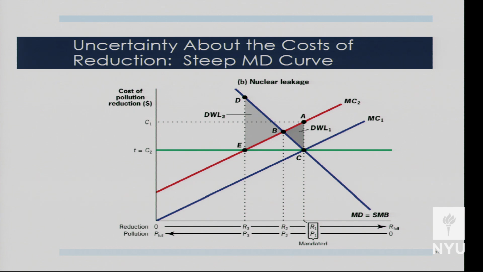And that's because this is a place where we care a lot about the quantity. So relying on a quantity-based regulation is going to leave us with less deadweight loss in the case of uncertainty than a price-based regulation. The lesson here is actually very simple. When we care a lot about the quantity of pollution reduction, a quantity-based regulation is the safer way to go.